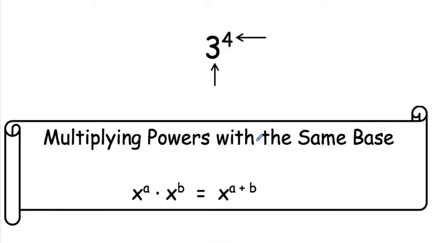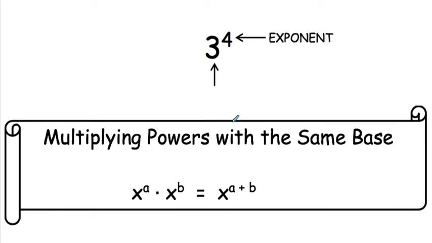All right, so before we start with any exponent rules, let's just review what these parts are. Now, we have a 3 and a 4 here. The 4 is your exponent, and the 3 is what's called the base. So when we are multiplying powers that have the same base, we do not change the base at all. The only thing we do is add the powers. So you can see down here, we didn't change the x. All we did was add a plus b.